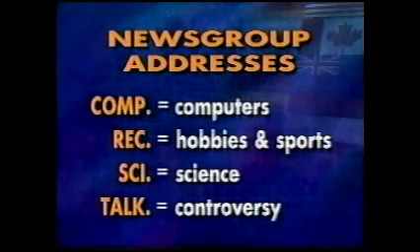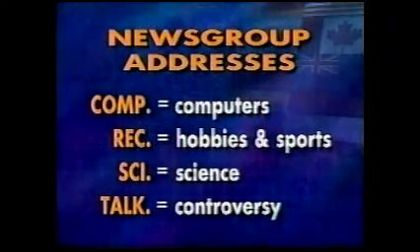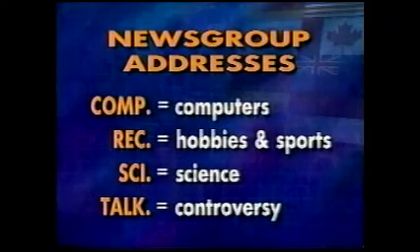We talked about URL and email addresses and how to read one to tell where a particular resource is located. Newsgroup addresses are read the same way, but the address does not give us a location, but rather a very specific topic. For example, an address that begins with comp would be a newsgroup that discusses computers. Rec, short for recreations, discusses hobbies and sports. Sci likes to discuss science. Talk is a no-holds-barred controversy group, and so on. This list of newsgroups is vast.